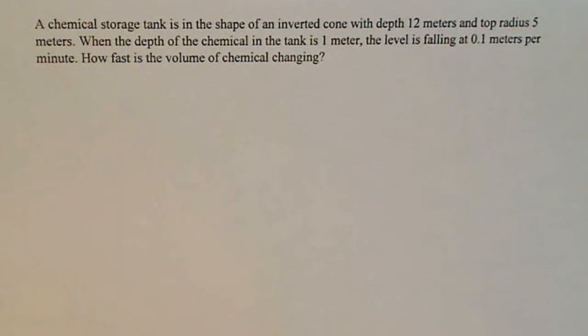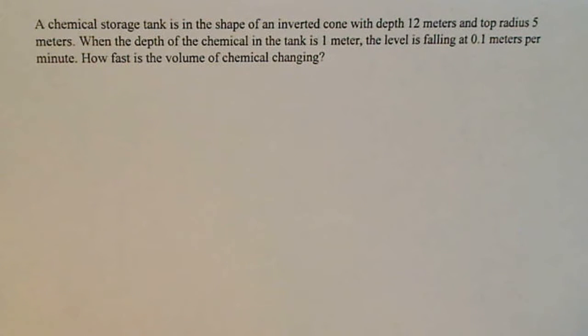Here's a related rate problem that's on the final exam review for my Calculus 1 class. So I'm going to, again, do this two different methods, and as a student, you can pick which one makes the most sense. One uses the chain rule, and one uses implicit differentiation. And they both work.